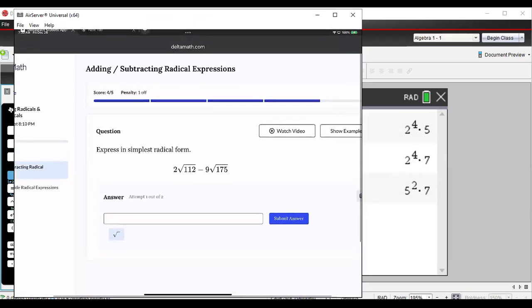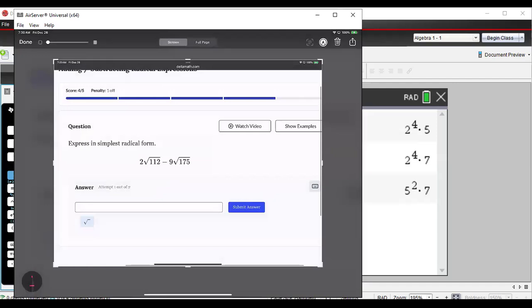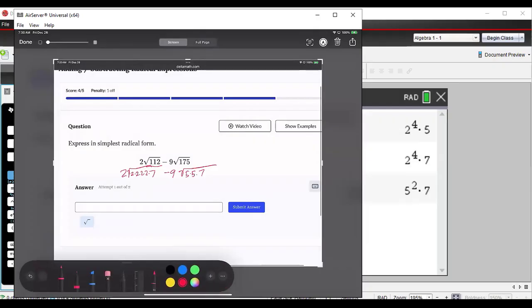So this is, oops, forgot to take a picture. Let me take a picture. So this is going to be 2, and let me rewrite this. This is going to be 1, 2, 3, 4, and then we have a square root of 7, and then over here we're going to have -9, and then we're going to rewrite the 175 as 5 times 5 with a radical 7. Now, hopefully you see that the radical 7, when you pull everything out, that's what's going to be left, but let's go ahead and go through it.